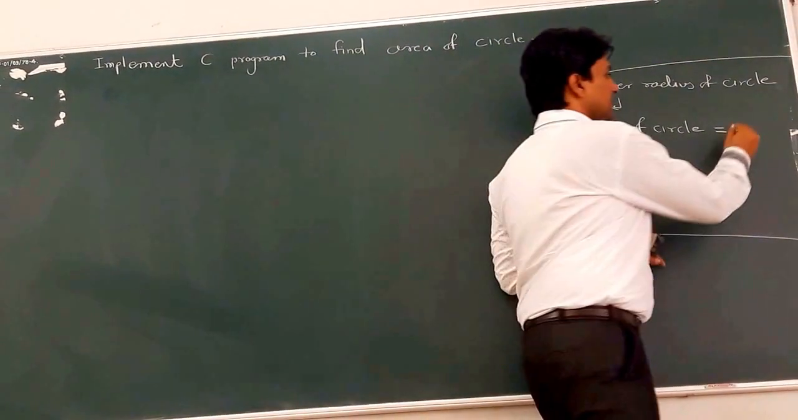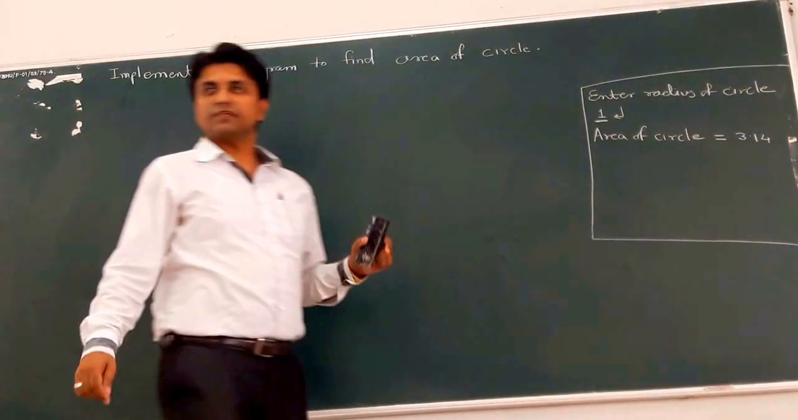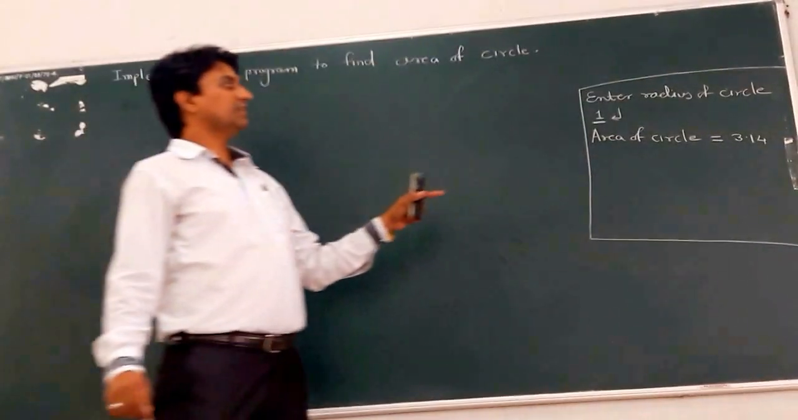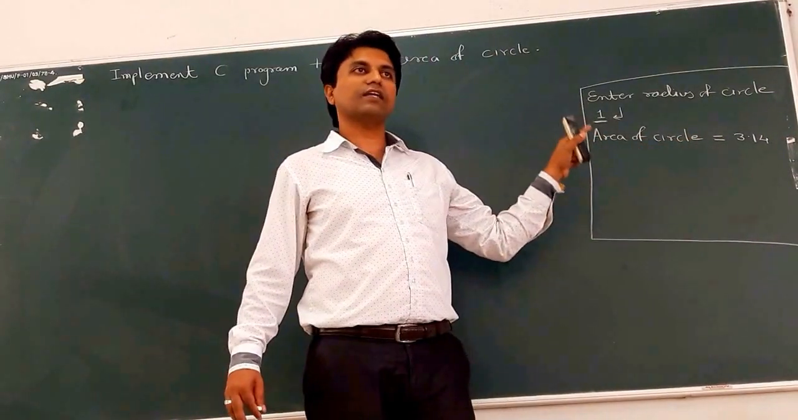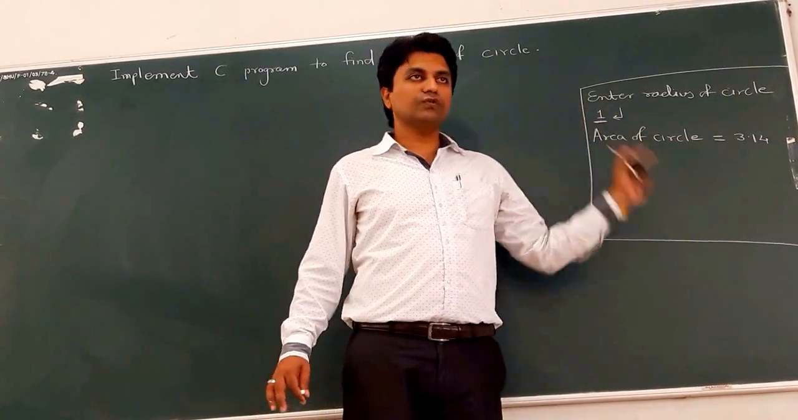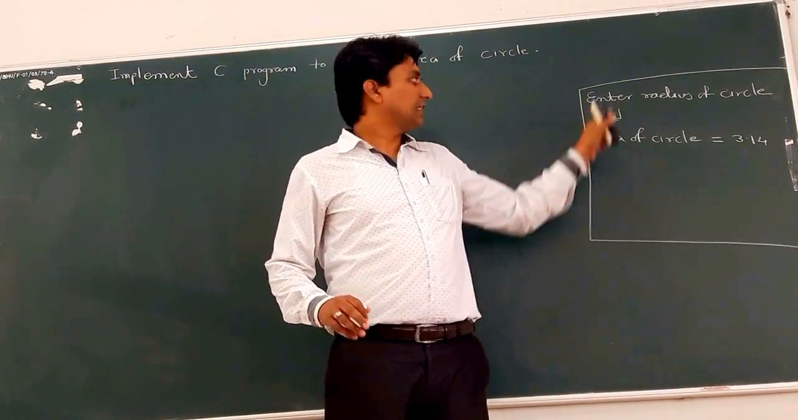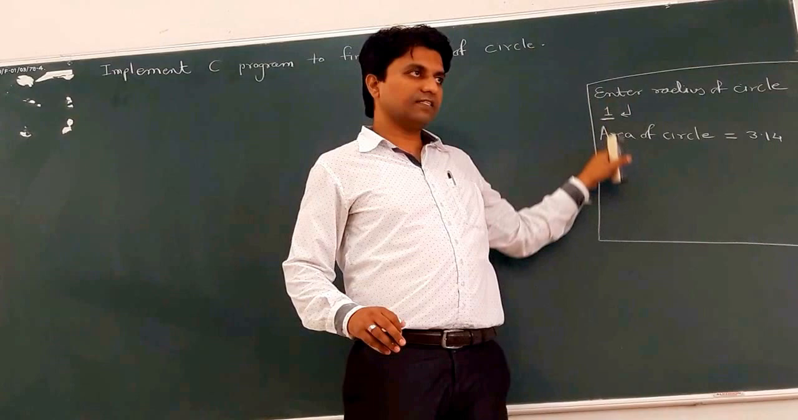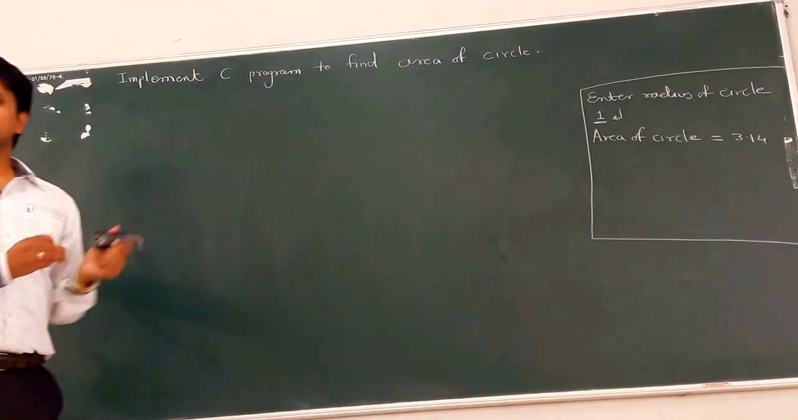So area of circle is equal to 3.14. Clear? If the radius is 1, then the area of the circle is 3.14, because pi into r into r is 3.14 when r is 1. So this is the output screen. Clear? That is the end result. It looks like this on the console or text mode window. As per that, we have to design our code part.